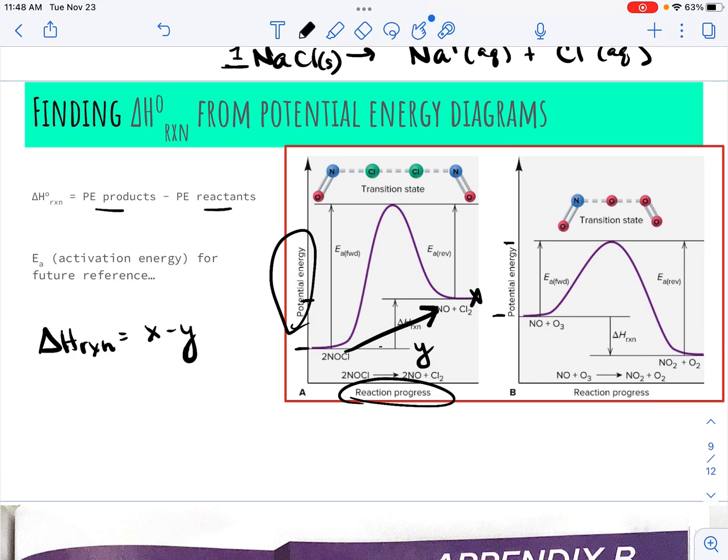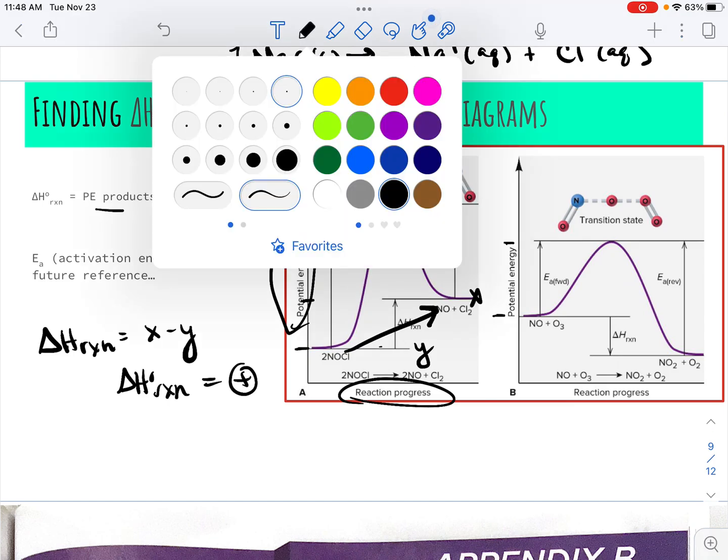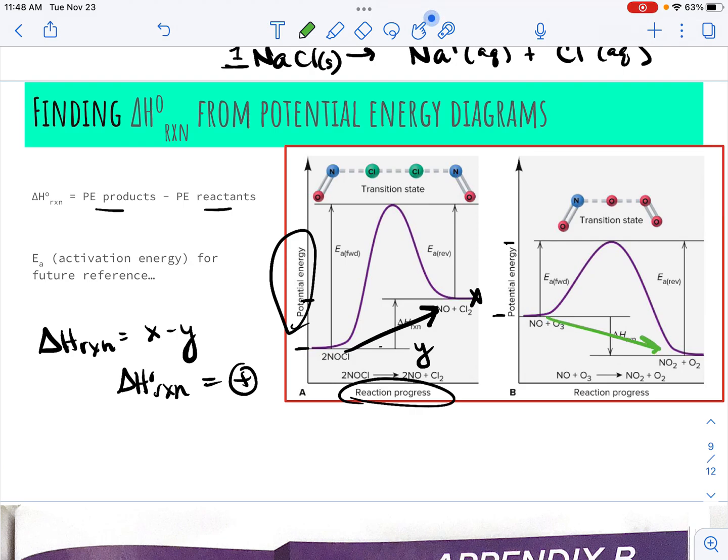And in this reaction, the stuff is gaining energy. So this one is endothermic. And in this case, delta H of reaction would be positive. Okay. And in the other case, over here, my stuff has less energy than it did at the beginning. And so if I did delta H as x minus y in this case, final minus initial, delta H of reaction for this one would be negative, and this one is exothermic. So this is another way that we can find delta H, right?